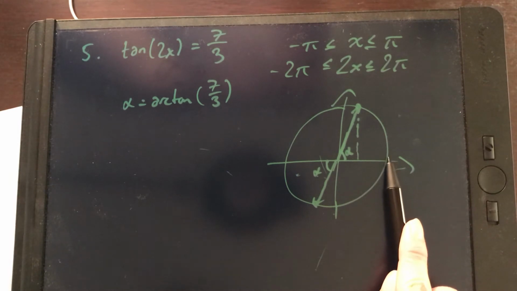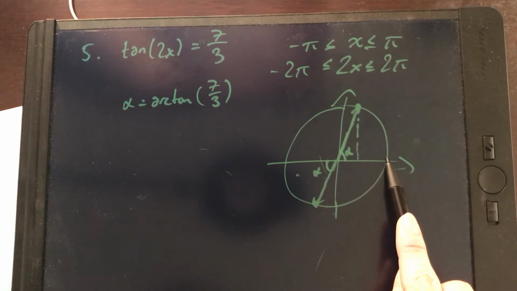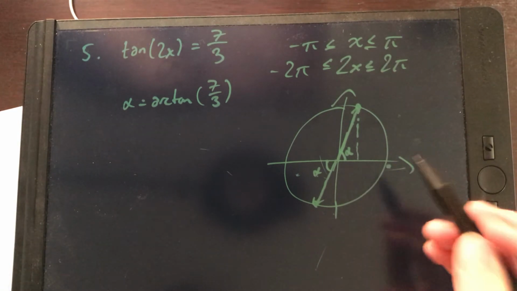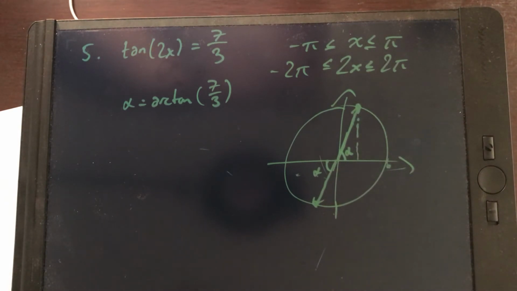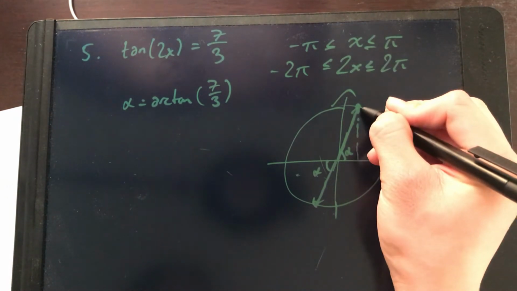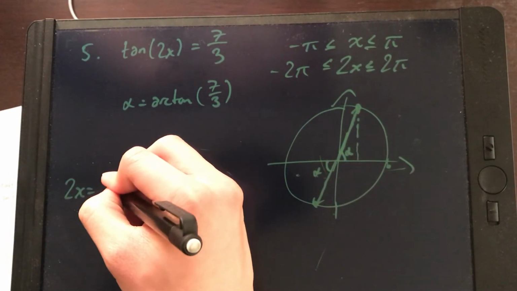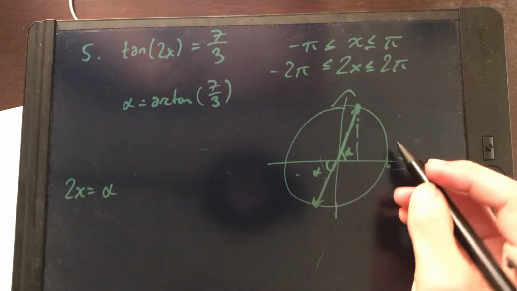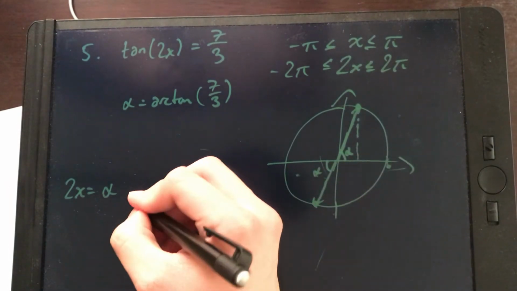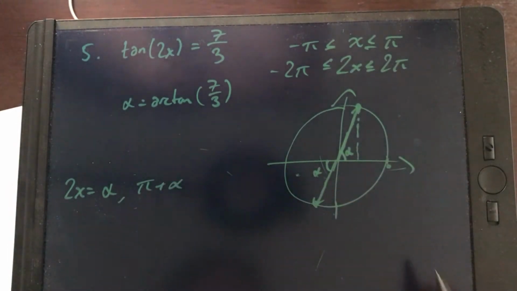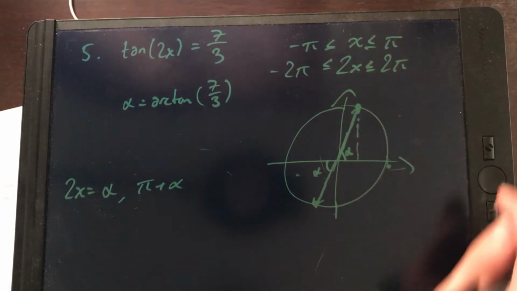So 2 pi would be, we start here, we go all the way around once. Negative 2 pi, we start at the positive x-axis, we go clockwise 1 full revolution. That's negative 2 pi. So that's the area we're looking at. So our first solution is just alpha. So 2x could be alpha. I don't have a lot of room, I'll just write alpha. Our next solution, we continue, is pi plus alpha. And if we keep going, we've done 1 full revolution, we've stopped. That's the end of our boundary.